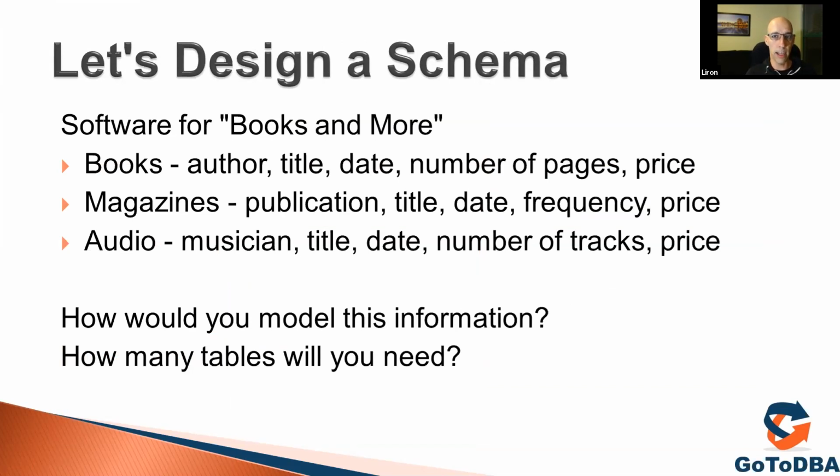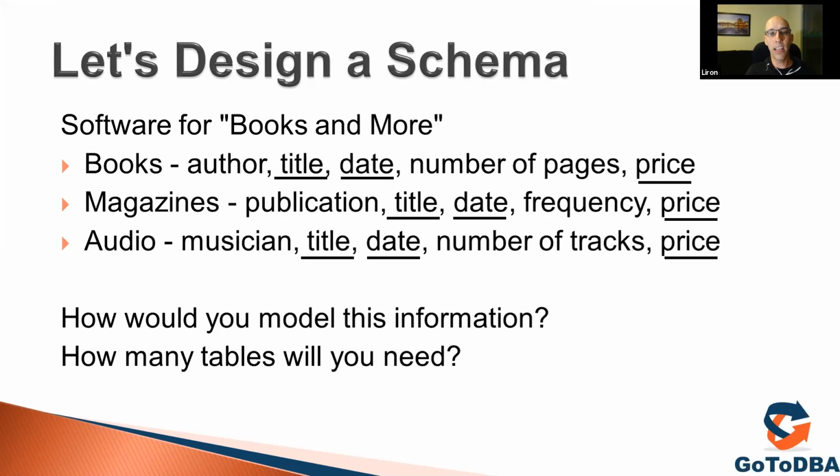I underlined the common ones. So each product, no matter what type it is, will have a title, a date, and a price. And on top of that, each product will have two unique attributes. Books will have author and number of pages, magazines will have publication and frequency, and audio CDs will have musicians and number of tracks.